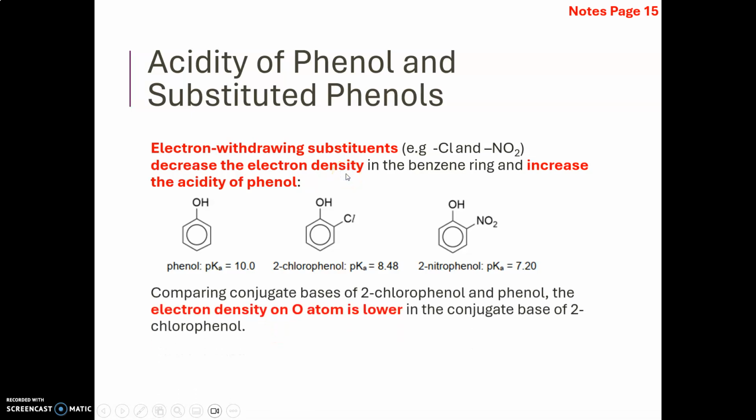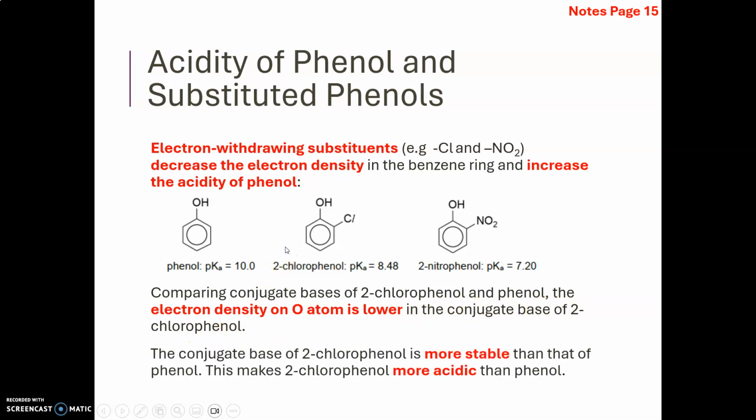When you have electron withdrawing substituents, so for example, when we compare the conjugate bases of 2-chlorophenol with phenol, the electron density on the O atom will be lower in the conjugate base of 2-chlorophenol. And this makes the conjugate base of 2-chlorophenol more stable than the conjugate base of phenol, which makes 2-chlorophenol more acidic than phenol.